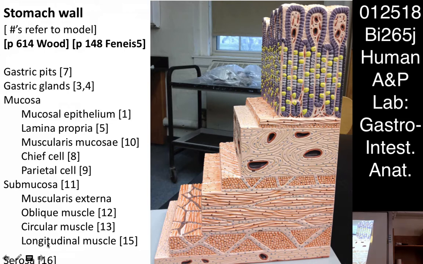In between the longitudinal and the circular, on here, looks like it's painted in purple, you can see the mesenteric plexus. And then lastly, this lowest layer, the serosa, peritoneum. So that's the section of the stomach wall.